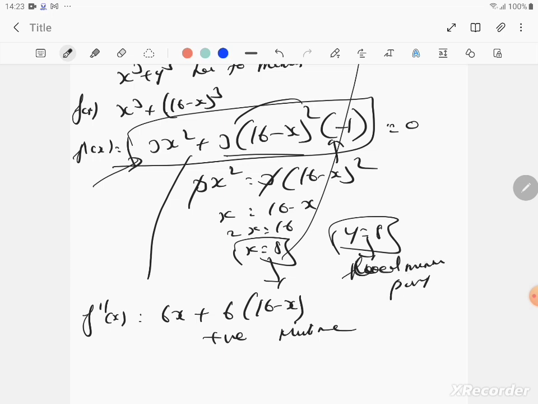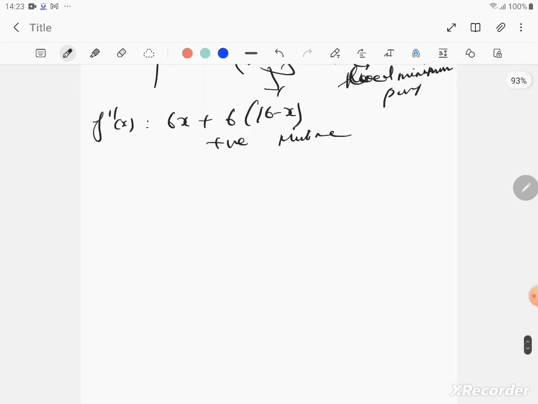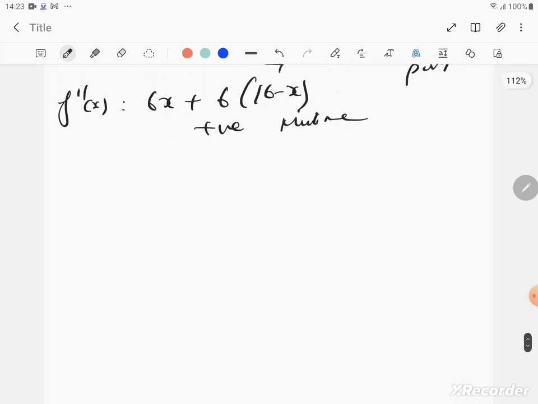If they ask you for the minima value, then you should substitute this value of x and y here so that you get the minima's value. Okay, so I hope you understood. So they are asking you to only find the two positive numbers. So I'm stopping with that.